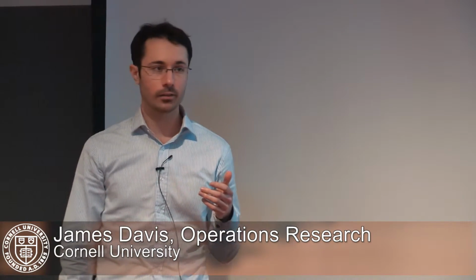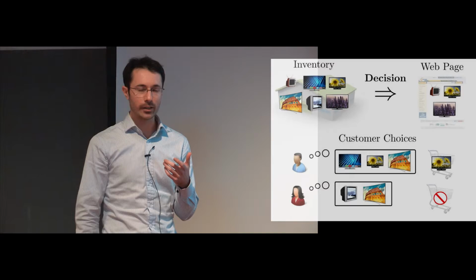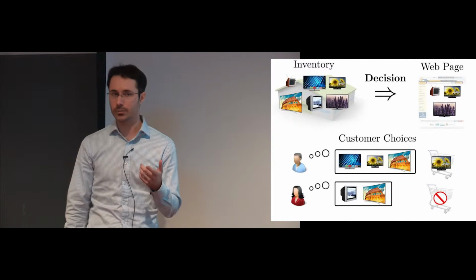So, online retailers keep an enormous amount of items in stock. Amazon.com, for example, has more than 200 million items available in their inventory. This leads to a problem. Given the limited screen space, which of these items should Amazon display to its customers?